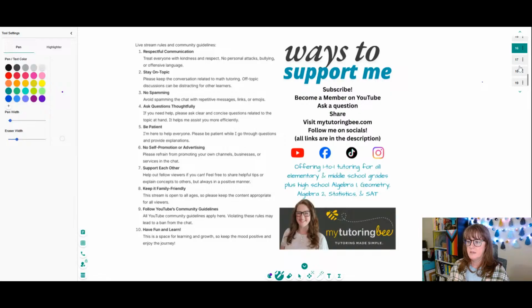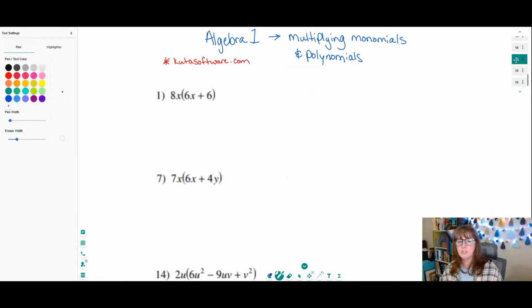Okay, let's go ahead and get into our algebra section. We're going to be talking about multiplying monomials and polynomials. This one I think is going to be a lot quicker. The transformations sometimes take a little bit longer with transforming all of those vertices and then graphing it and all of that. So let's talk about multiplying monomials and polynomials. And again, these are from CUDA software, so you can download these pages and work along with me if you would like.